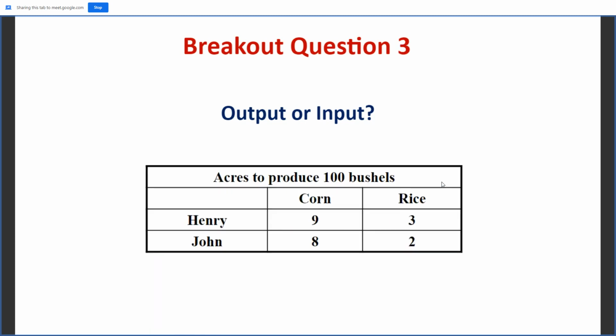This was the challenge one because there's numbers in both. I'm talking about acres. This is a measurement of land to produce 100 bushels. It's like an agricultural measurement. So how many acres does it take to produce 100 bushels of corn? Or how many acres does it take to produce 100 bushels of rice? Henry, it takes 9 acres and 3 acres. John, it's 8 acres or 2 acres. Is this an output question or an input question? Yeah, someone's like, no, that's just me. Yep, that's an input question.